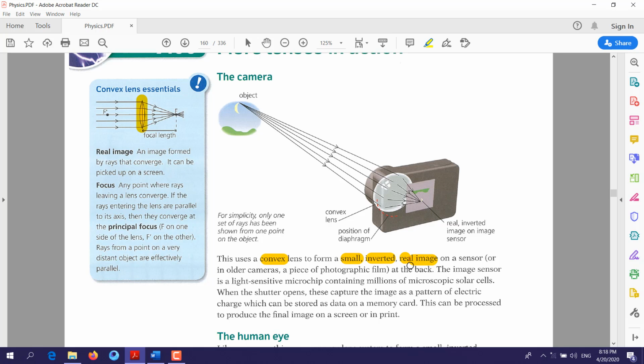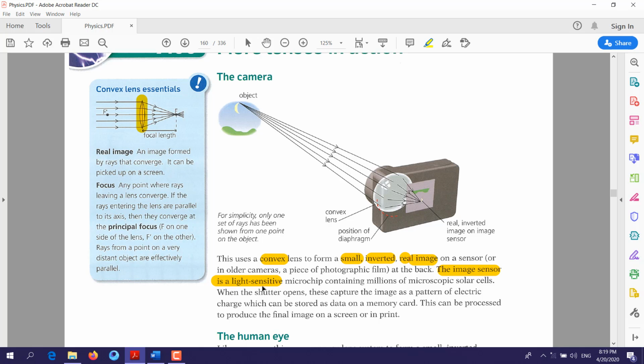This small inverted real image will be formed on a sensor. Before, old cameras were using film, but nowadays they are not using that kind of camera. They are using cameras that have sensors. The sensors here are light sensors. So, the image sensor.